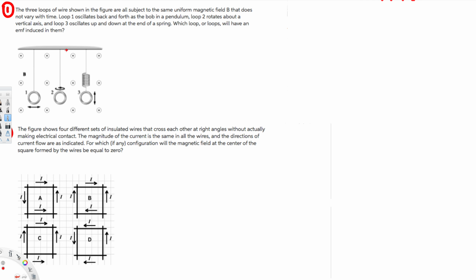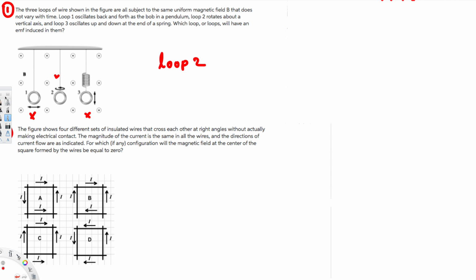Now let's see how we can find it. The first thing we have to know is that in order for the magnetic flux to change, there has to be a rotation, right? Here they are saying this one is going back and forth, and this one is going up and down. So these two are not rotating, so these two are not going to have a change in flux. This is the only one that's rotating, so this one is going to have the flux. Therefore, this is the only one going to have induced EMF. Therefore, the answer is going to be loop 2.